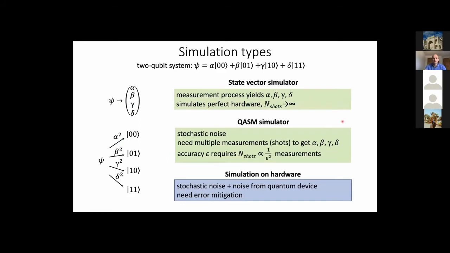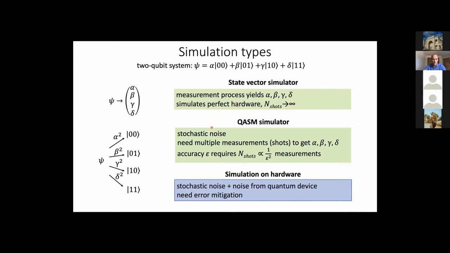The simulation types we run: the simplest one is the state vector simulator, where instead of doing quantum measurements, we simply read out the wave function, and there is no stochastic noise that you get when you do quantum measurements. This essentially simulates perfect hardware with an infinite number of shots.